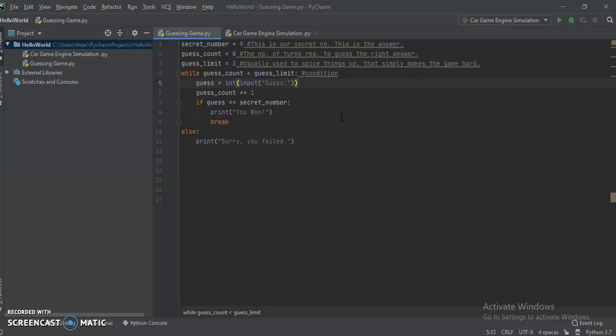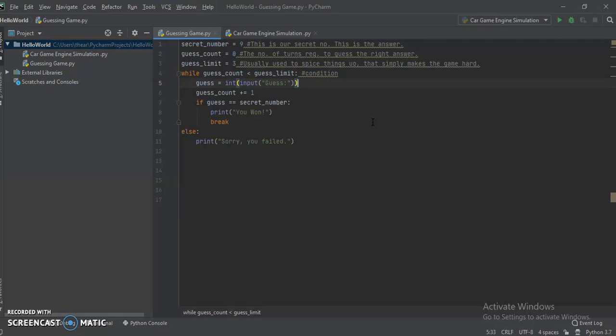Your guesses are counted. Like the first time you can't answer, you go back, guess again. But that doesn't mean you're guessing from 0. That means you have used 1 turn, and now this is guess 2. Okay, guess 2. Then, if the guess is the secret number, that means in our case, the secret number is 9. So, if the guess is the secret number, okay, then you win. To put it simply, you win if you guess the right answer.